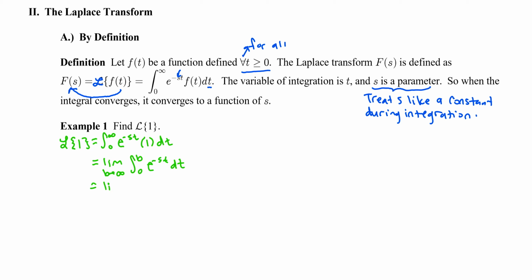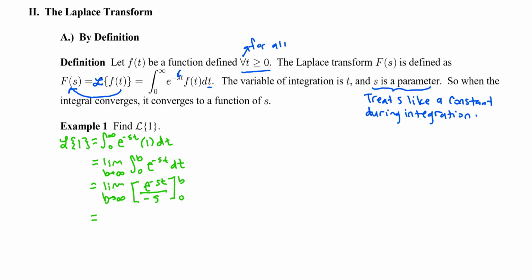Now, we're going to integrate with respect to t, treating s as if it is a constant. So we're going to make a copy of the exponential function, and we're going to divide by the derivative of the exponent, which in this case would be negative s. And then we run that from 0 to b.